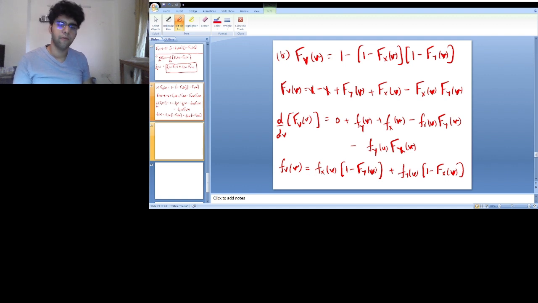So this gives me fx(v)(1 minus Fy(v)). Here Fx(v) is the CDF and fx is the PDF of x, plus the PDF of y, small fy(v), times (1 minus Fx(v)), where Fx(v) is the CDF of x. So this is my PDF. That is obtaining the PDF from the CDF. So first we found the CDF, then we found the PDF.